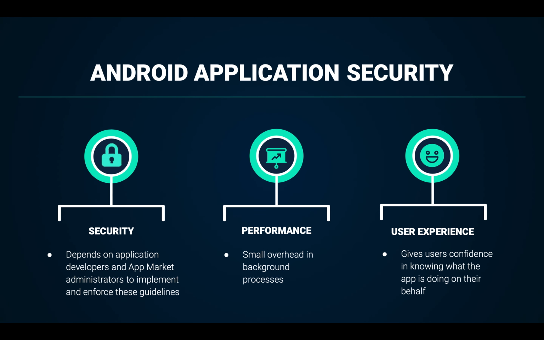The level of security provided by a mobile application depends on the application developers themselves to implement the measures outlined, as well as the app market administrators to ensure that these measures have been followed. Whilst the implementation of these measures may cause a small performance overhead, the UI prompts such as permission access and the app chooser give users confidence in knowing what the app is doing on their behalf.